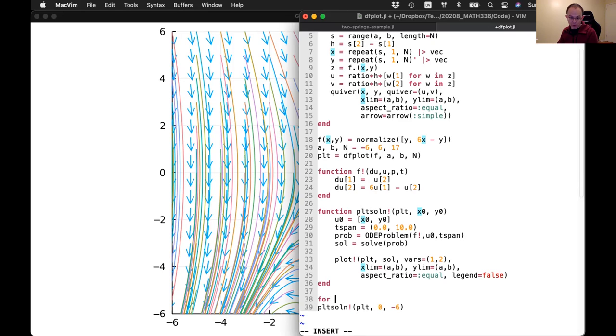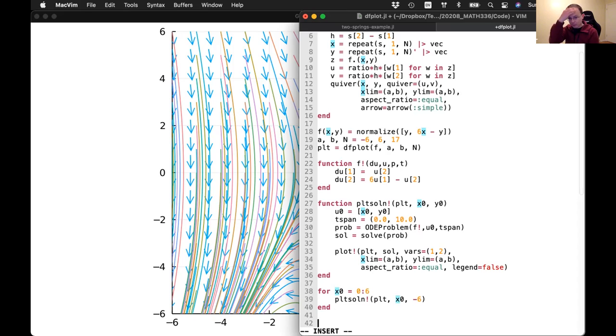So I'll do 4 y for x naught equals 0 to 6. And then this will be always with y equals minus 6. So this will be x naught. Okay, this will work. And then I want to do the same thing at the top.